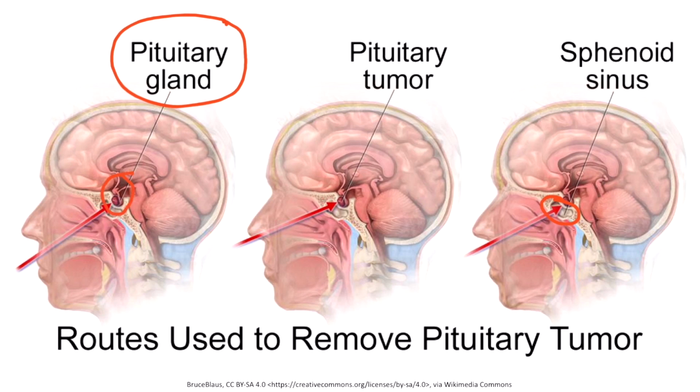This image helps us imagine how surgical instruments can go through the nasal cavity and sphenoid sinus to reach the pituitary adenoma when performing transsphenoidal surgery.